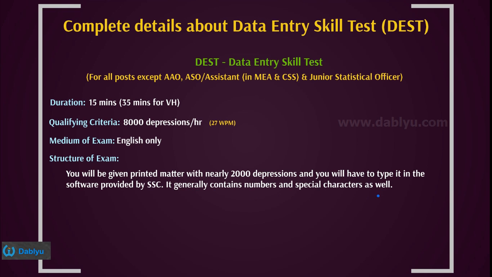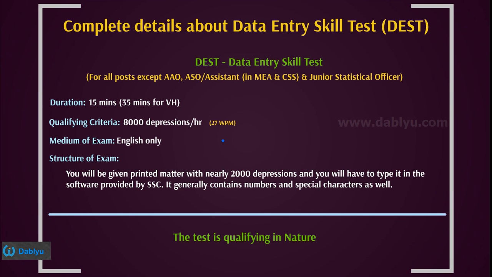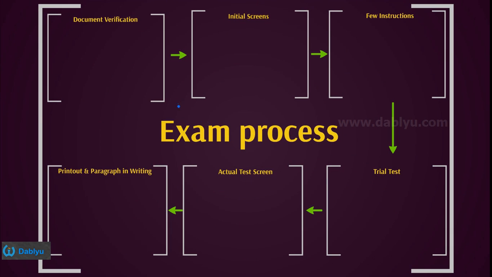special characters as well. So if you type this entire paragraph with 2000 impressions in this 15 minutes with good accuracy, then you are considered qualified. That's it. So just type this, you're qualified. That's as simple as that. And remember once again that this is a qualifying exam, so the marks won't be calculated in the final merit list. Okay, so let's get into the exam process.